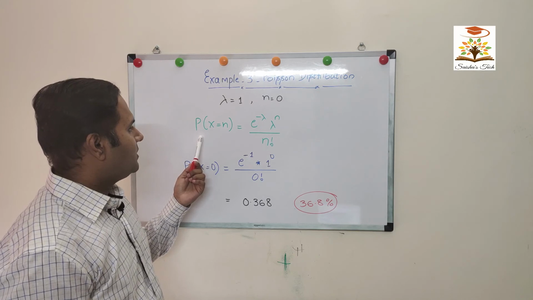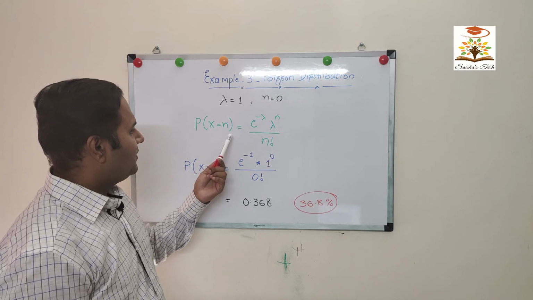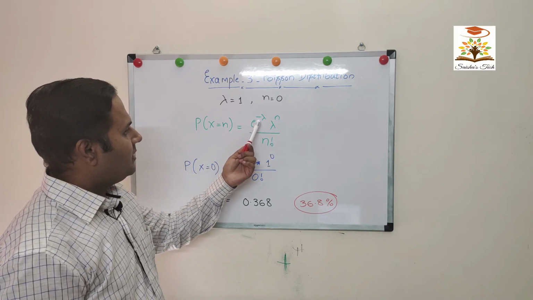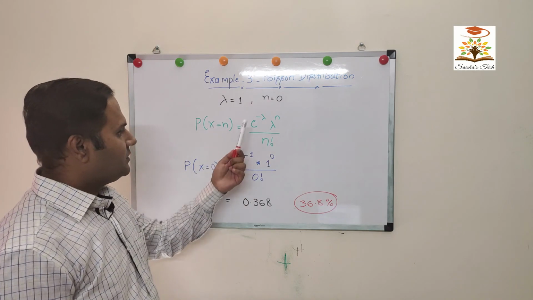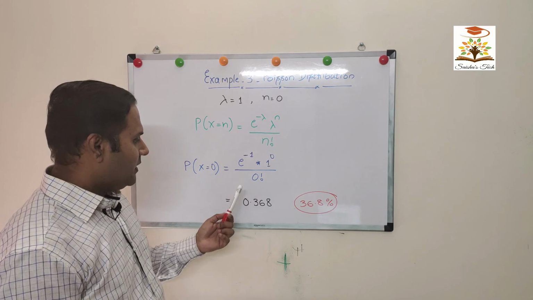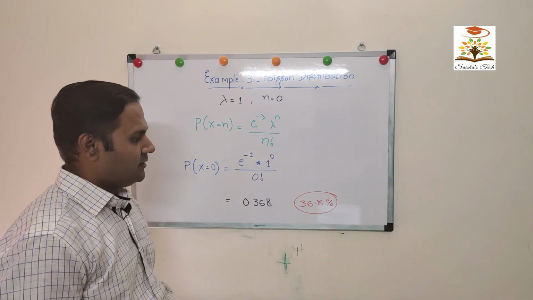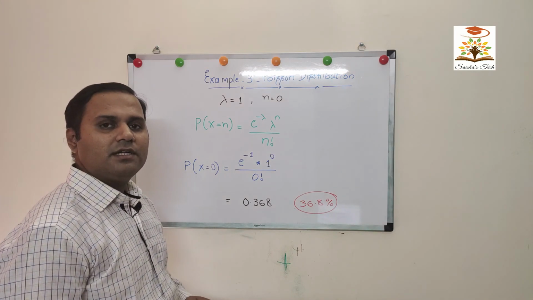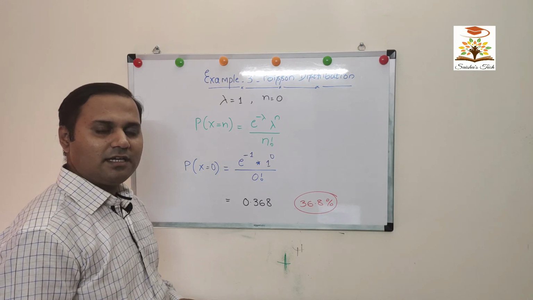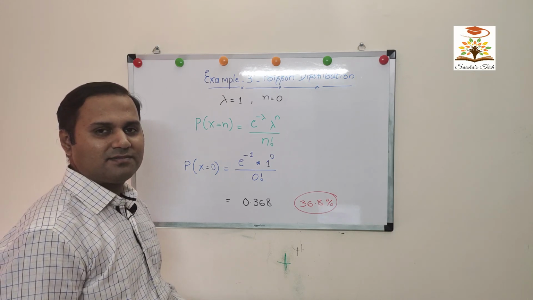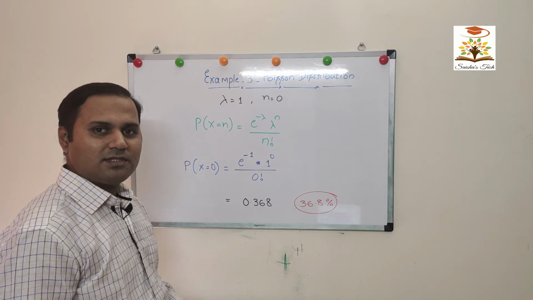The probability density function of Poisson's distribution is P of x is equal to n, which is equal to e raised to minus lambda into lambda raised to n divided by n factorial. Substituting these values into the equation, we get probability density function as 0.368, which means we have 36.8% chances that no bus will turn up in the next 15 minutes interval. These are some of the applications of Poisson's distribution.